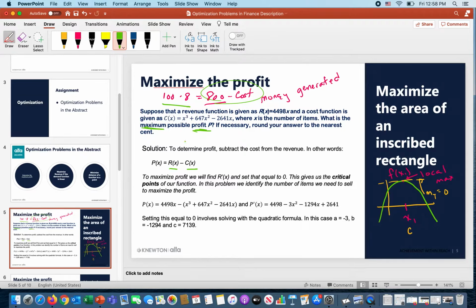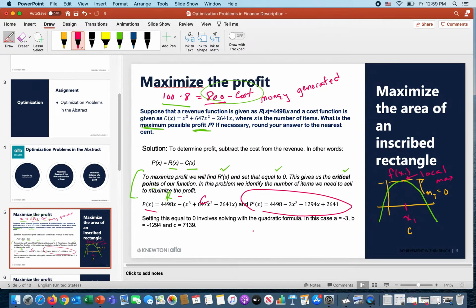If that's the case, we want to take the derivative of profit. To maximize profit, we have to find P prime of x, set that equal to zero, and find the critical points. That's going to help us identify how many items we should sell. Our profit function is the revenue function minus the cost function. We can simplify that and then take the derivative. If you take the derivative of P of x, you get this thing here.